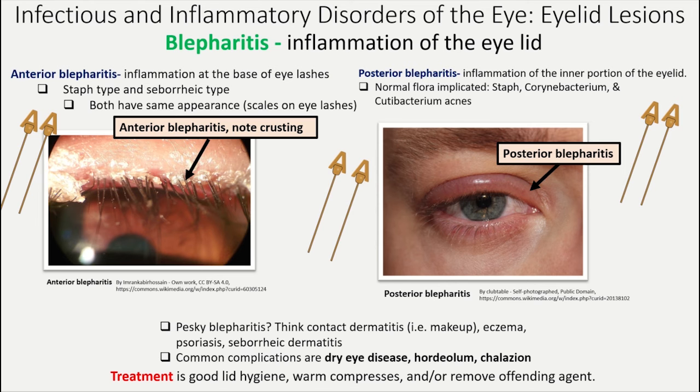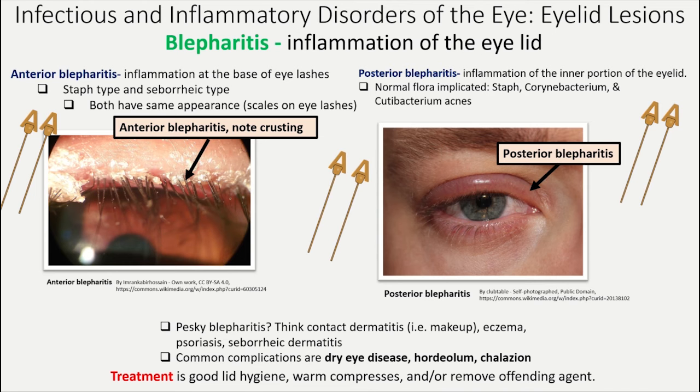It's good lid hygiene, and what that means is basically washing the eyelids with baby shampoo and warm water, using warm compresses, and or removing the offending agent. If it's some sort of makeup, or if it's psoriasis or seborrheic dermatitis, treating that. So basically, if this blepharitis isn't going away, you might want to think about those other causes that aren't bacterial, like contact dermatitis or eczema.